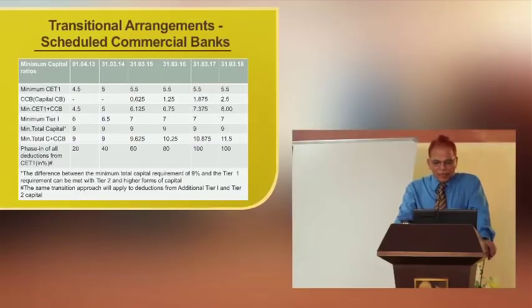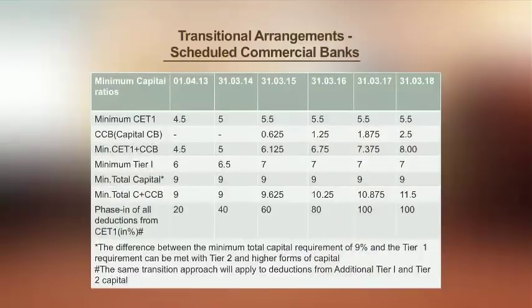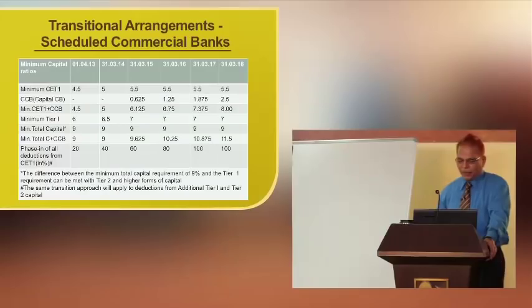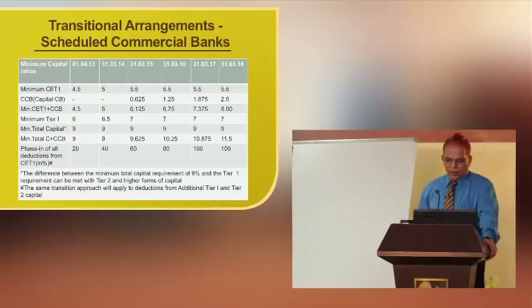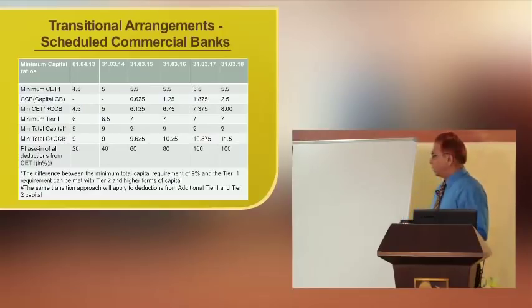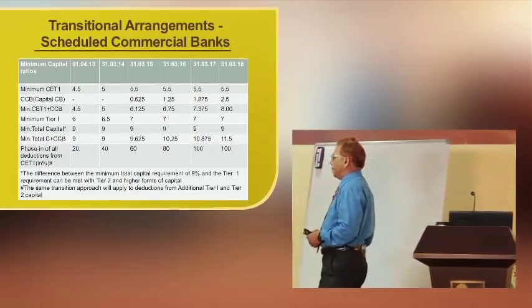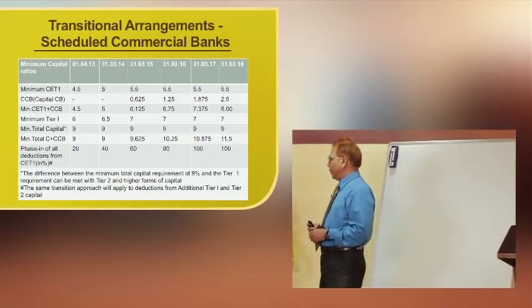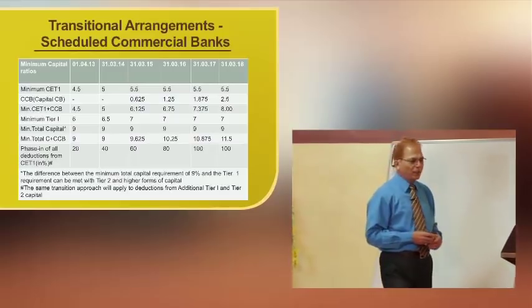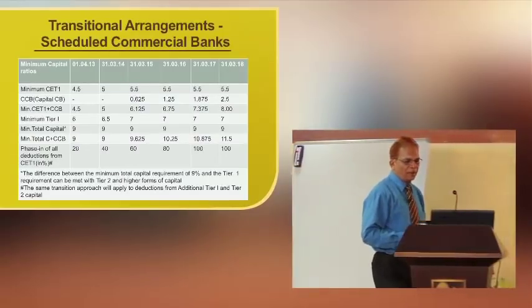The minimum CET1 has to move from 4.5 to 5.5 by 31/3/18, and the total capital has to increase from 9 to 11.5% by 31/3/18, and so far the counter-cyclical buffer has not been identified because it is for the regulator to prescribe. So we will see what the counter-cyclical buffer and the capital conservation buffer is.